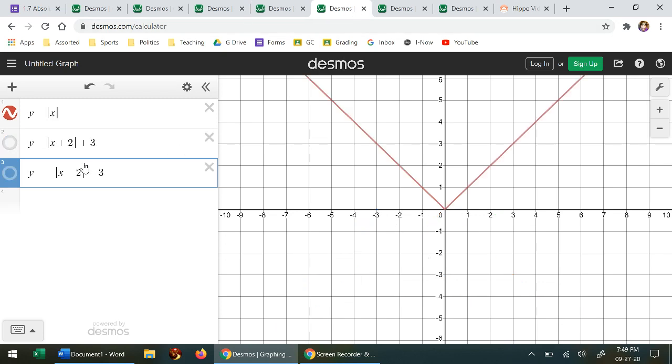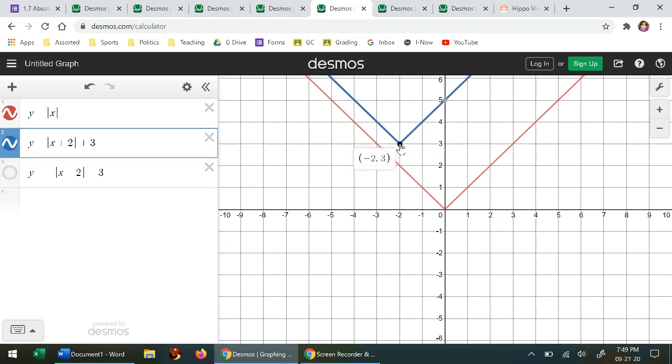Let's also take a look at what happens when we have numbers on the outside and the inside. So for this first graph, from the parent function, the outside number means it goes up 3 spaces, and the inside number plus 2 means it goes to the left, and so this vertex is at -2, 3. Remember, with the inside number, it changes the sign from positive to negative. It doesn't do that for the outside number.